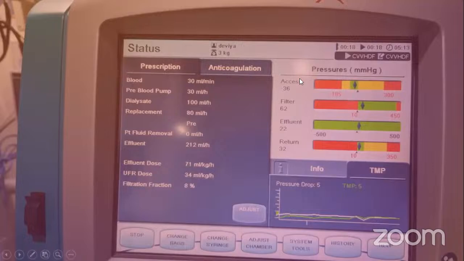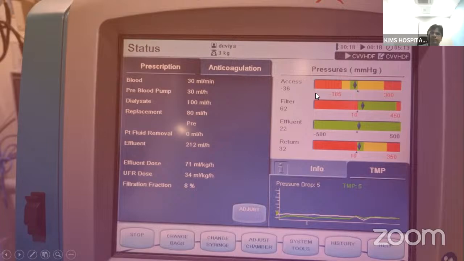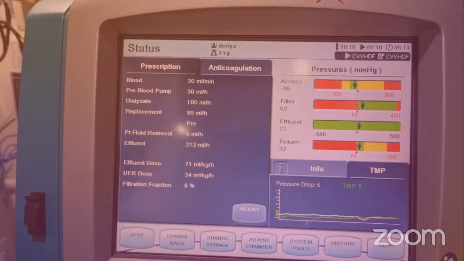So the normal access pressure should be between -50 and -200. If it is going too negative, that indicates that the machine is doing too much work to extract the blood from the patient. This happens whenever the circuit is clotted or there is a kink in the circuit, and the access pressure becomes more negative.